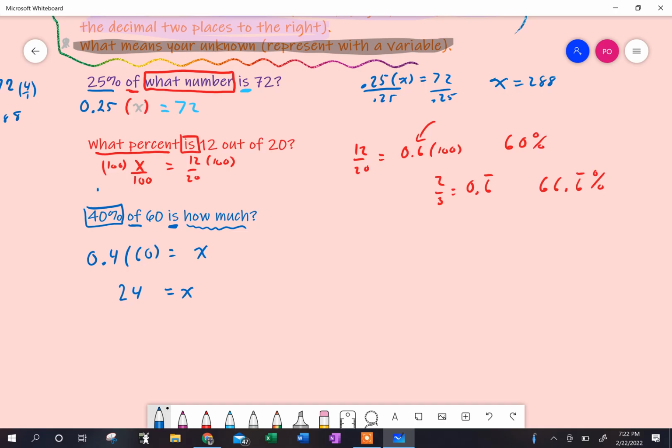It really just matters whether or not you can convert decimals and recognize the keywords. That's what you need to look for. All right? Hope this helps.